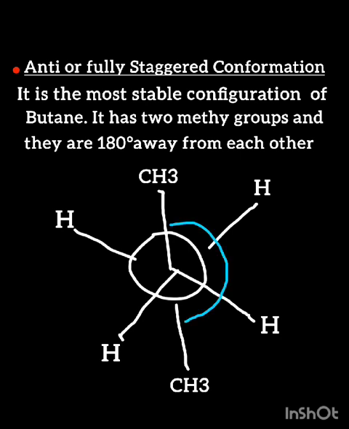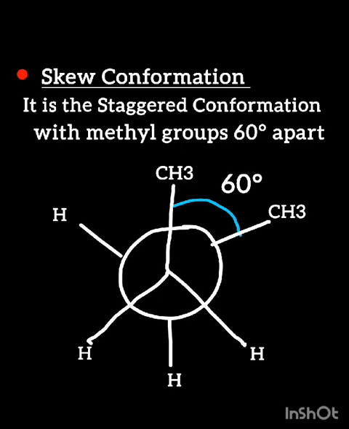In those structures, anti or fully staggered conformation is the most stable conformation of butane. It has 2 methyl groups 180 degrees away from each other. Gauche or skew conformation is a staggered conformation with the methyl groups 60 degrees apart, although it has no eclipsing interaction. It is 3.8 kJ per mole higher in energy than the anti conformation. This is due to steric strain.